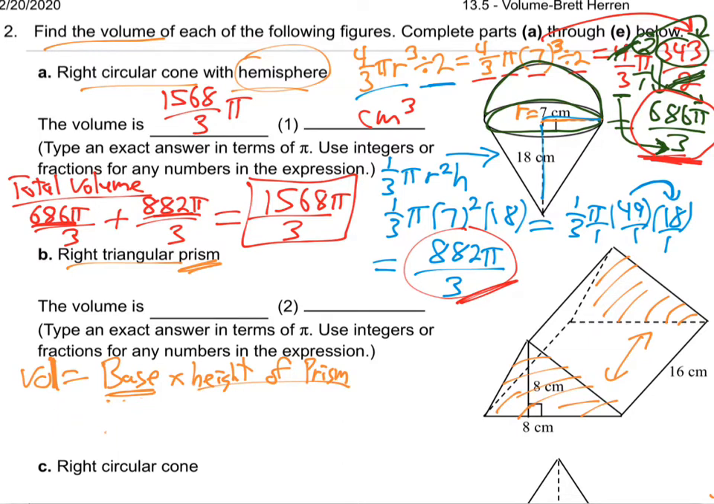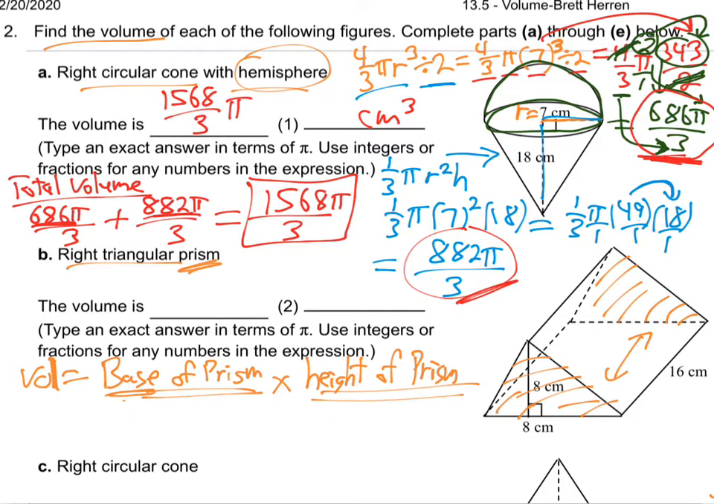Let me write this a little bit better. Base of prism times height of prism. Okay, so what's the base of the prism? It's a triangle. This right here, this is the base. It's a triangle, which is 1/2 times base times height, right? Height of that little triangle.